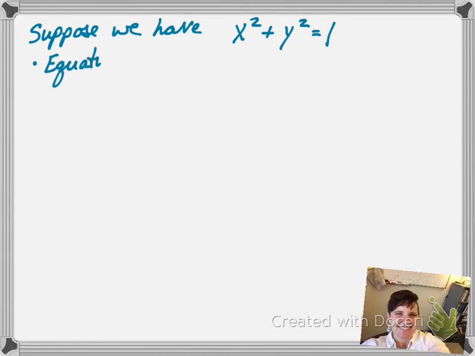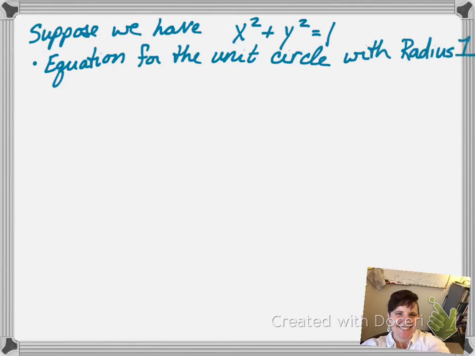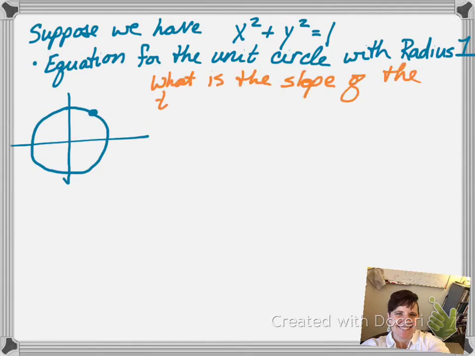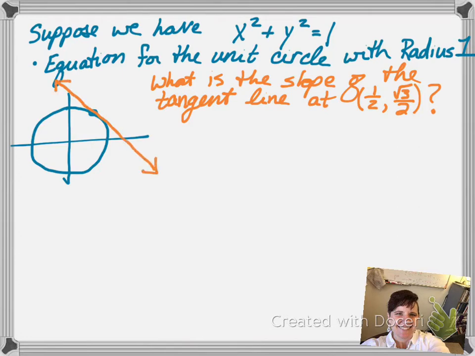So let's look at an example. Suppose we have x squared plus y squared equals 1. The graph of this equation is a unit circle centered at (0, 0), with a radius of 1, and we want to find the slope of the tangent line at the point (1/2, square root of 3 over 2). Well, let's pretend that we can't solve for y in this situation.